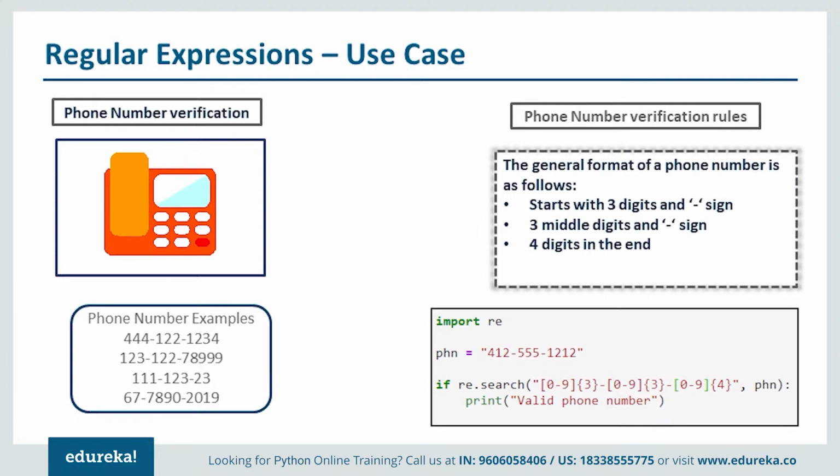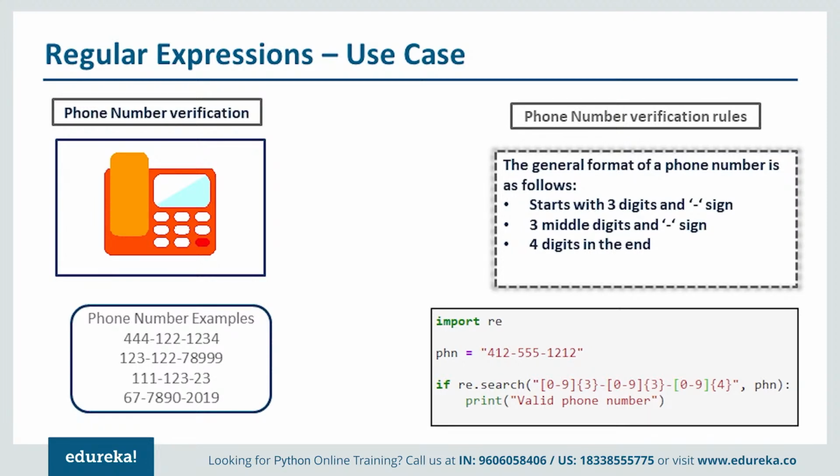We can use regular expressions for phone number verification. The phone number verification rule is that it starts with 3 digits, then a hyphen, then again 3 digits, then again a hyphen, and the last part has 4 digits. So we are going to have a particular pattern written in such a way. You can see that we are using the range 0 to 9, so numbers can be 0 to 9.